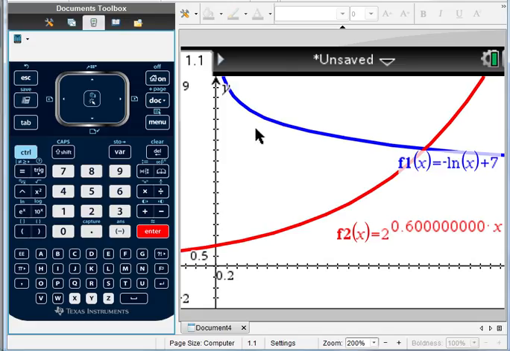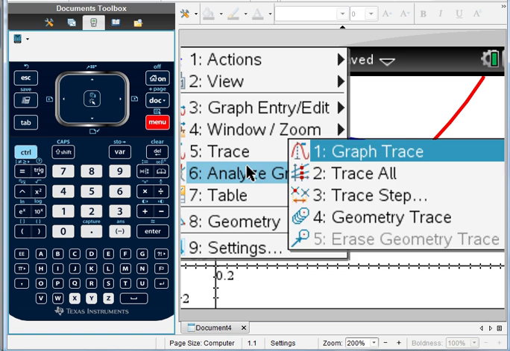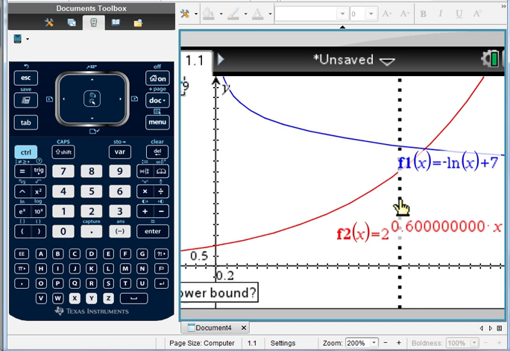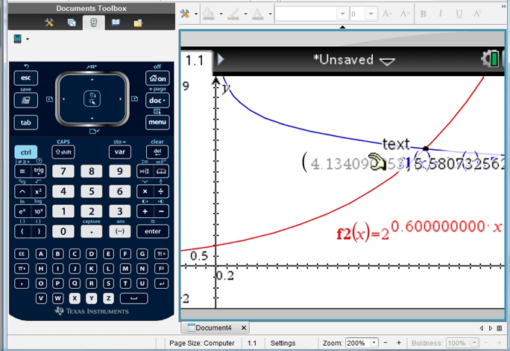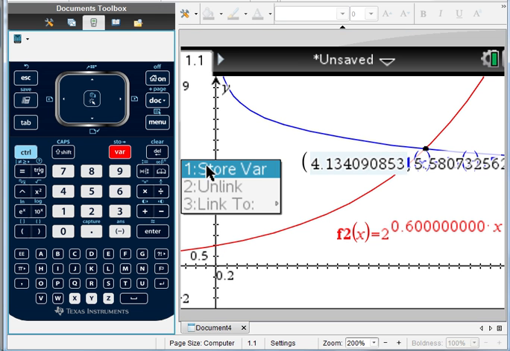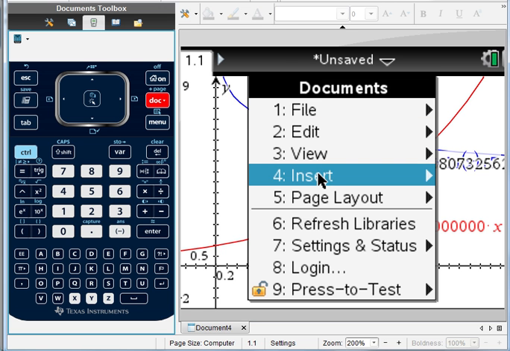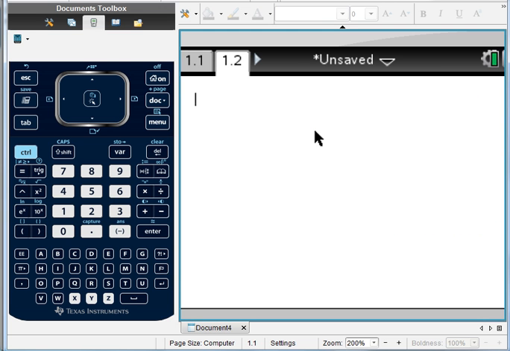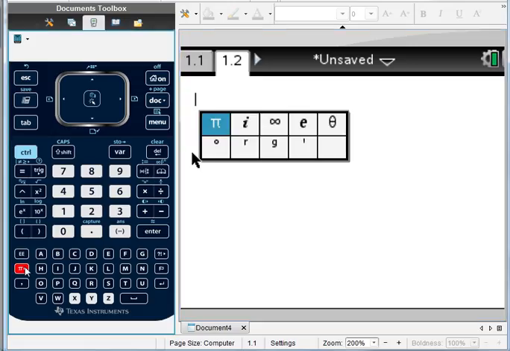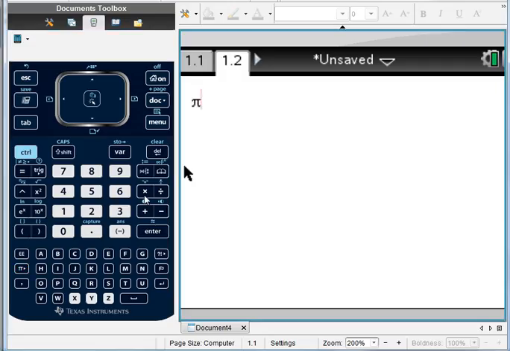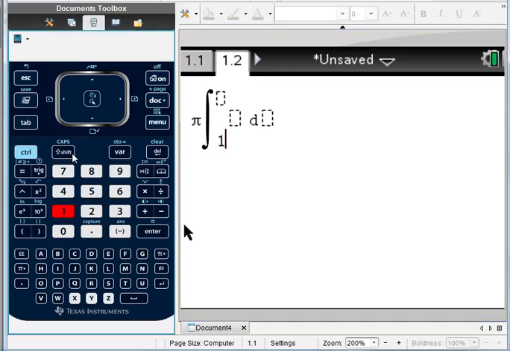Again, we don't need to graph in x equals 1 over here. And to find our point of intersection, menu, analyze graph, intersection, lower bound, upper bound, there it is right there. Store as a. And then just go document, insert, calculator. And our integral here, again, we can put the pi out in front. Times integral from 1 to a.